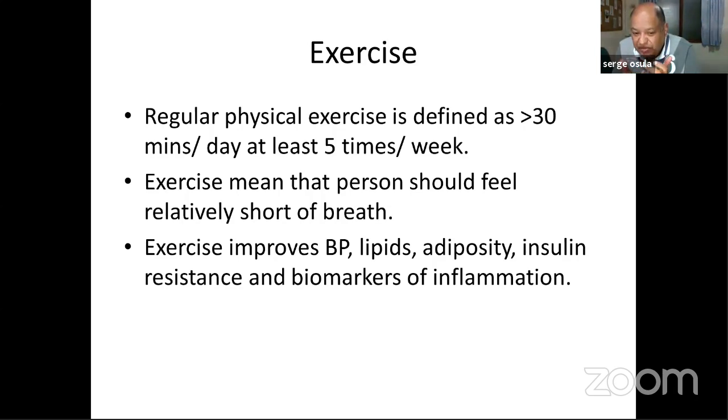The positive effects of exercise: it improves your blood pressure, it reduces your cholesterol, it reduces what we call insulin resistance. This is a big factor in heart disease, where you get excess insulin circulating in the body because the insulin receptors are not as receptive to the insulin. So that's linked to heart disease. And your biomarkers of inflammation, which is one of the processes that occurs when you have a heart attack, are reduced.